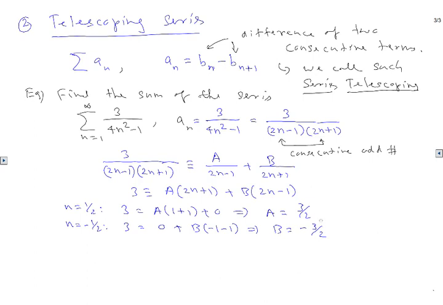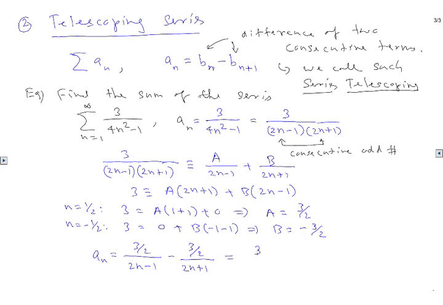That's how it should work. So now what we can do, we can plug in that. So that means you can write your a_n like this. So it is (3/2) over (2n minus 1) minus (3/2) over (2n plus 1). You can write this in a kind of nice form.